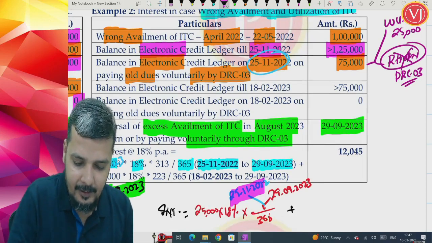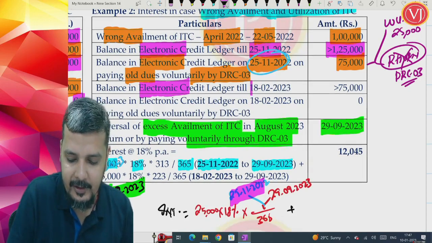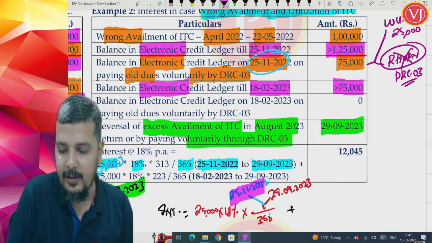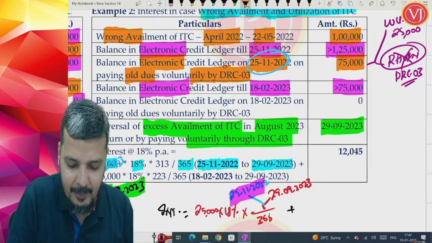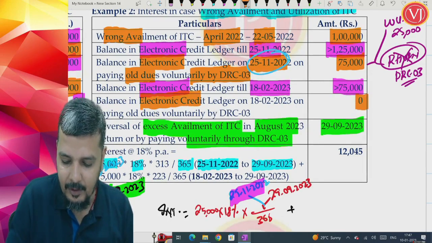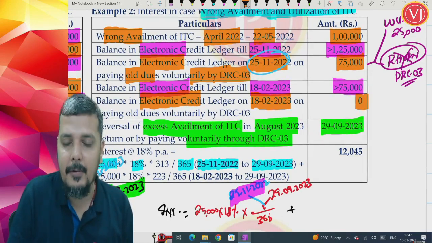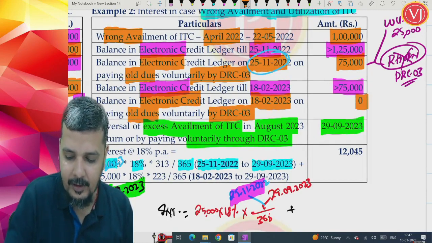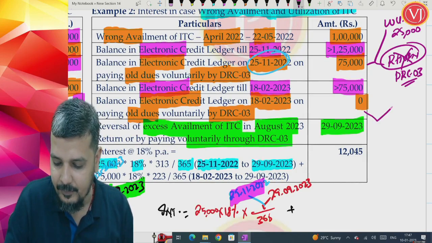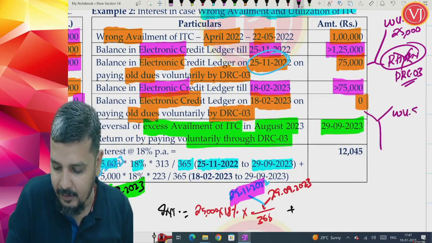Now, the next part. My balance in the electronic credit ledger till 18th of February 2023 is over and above 75,000. Suddenly, my balance in the electronic credit ledger becomes 0 on 18th of February 2023 because I am paying my old dues by DRC 03. Now, this time, there is wrong utilization of ITC of the balance 75,000.